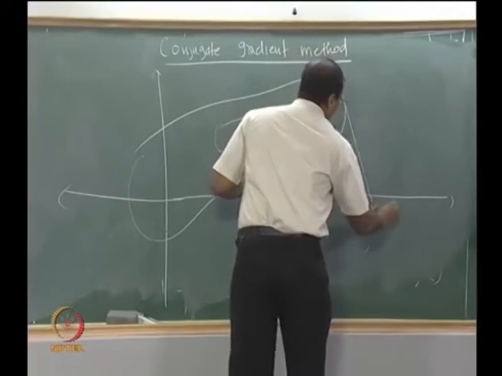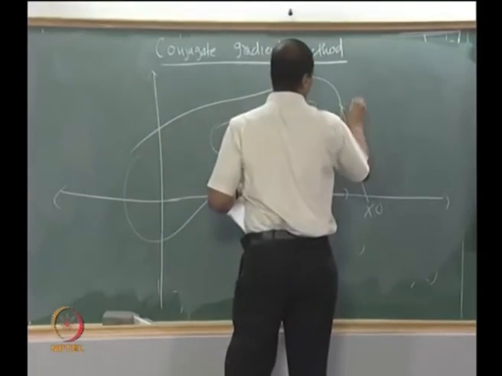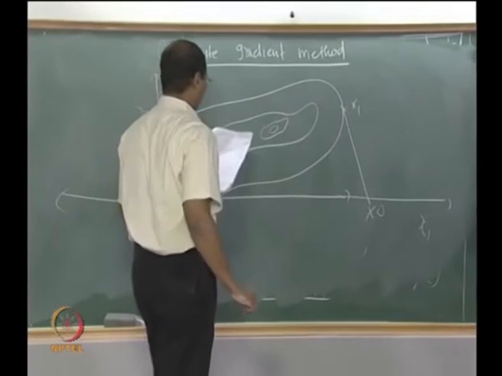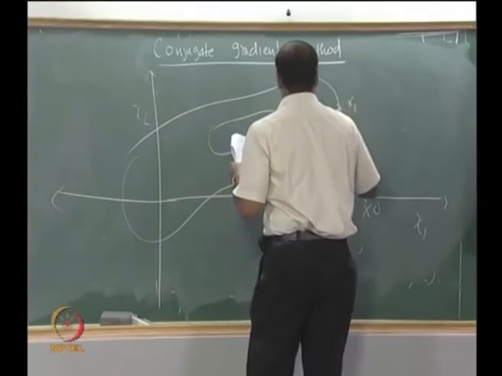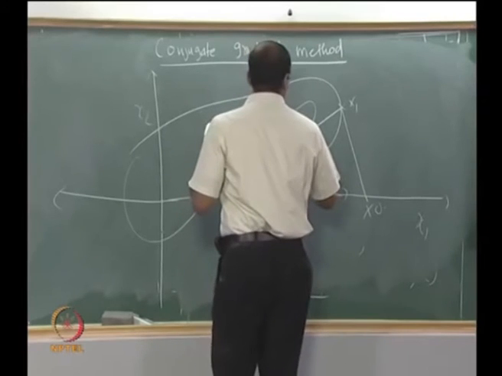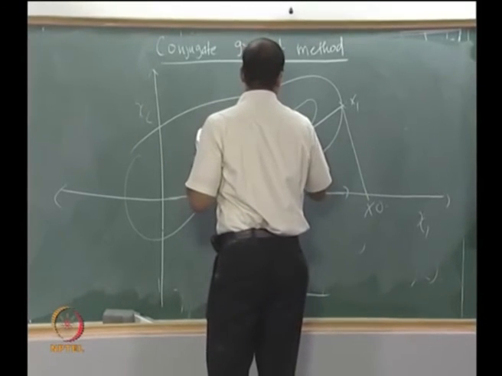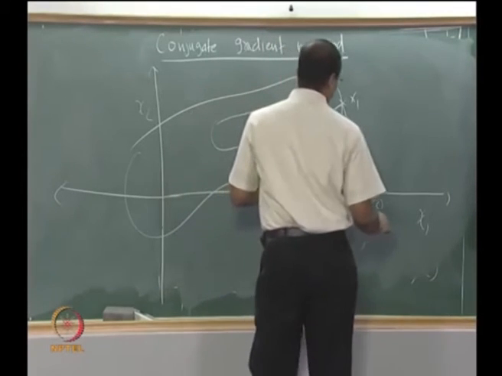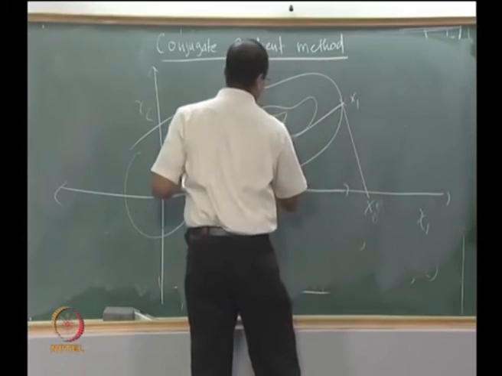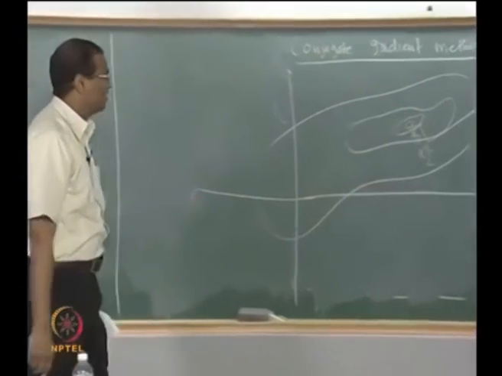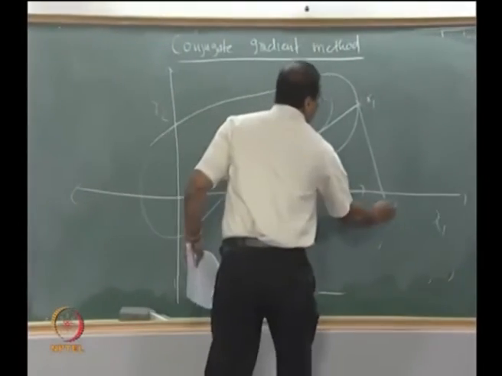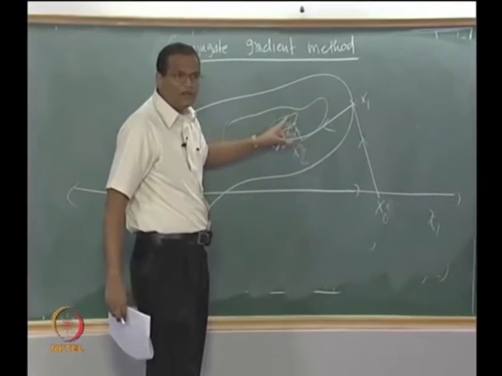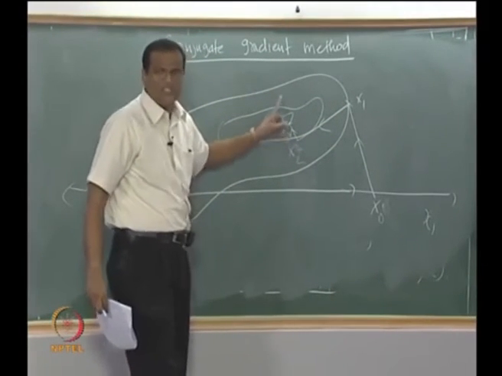So you start with x naught and hit x1. So this is small x1, x2. Use either the subscript or superscript consistently. So you started with x naught, went to x1. So what are we doing here? What method? The Cauchy's method, the steepest descent.